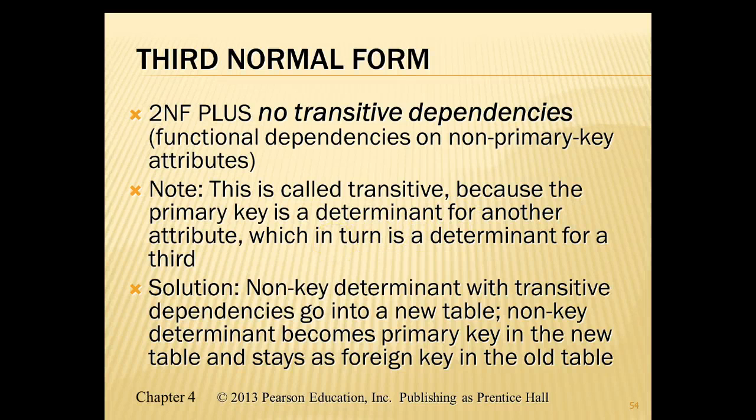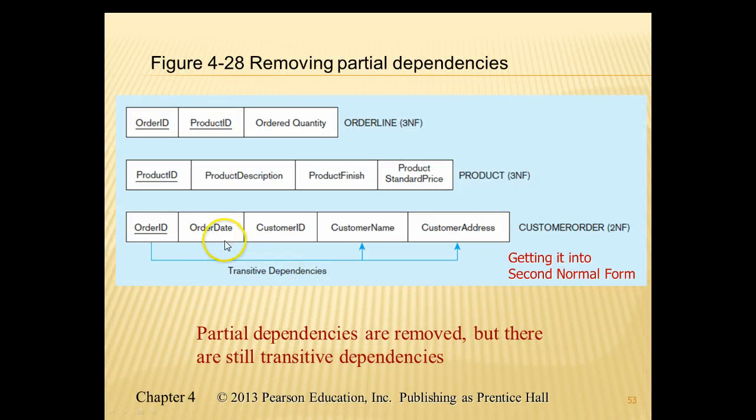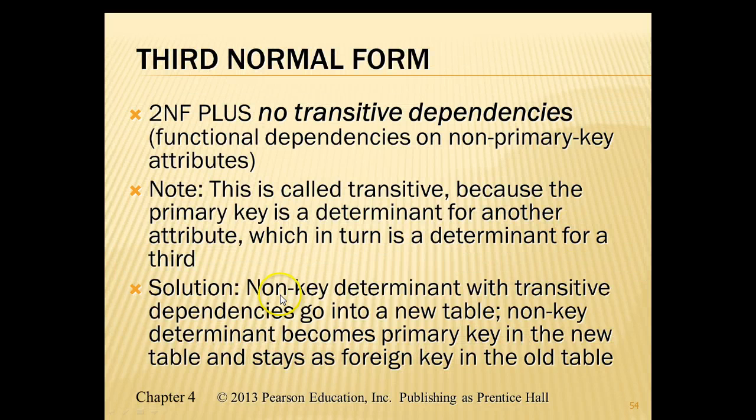So anyway, getting back into third normal form, that is the second normal form plus no transitive dependencies, which, if you notice on this figure, we had these two relations in third normal form because there were no transitive dependencies, but we still had a transitive dependency on the customer order. So it is indeed in second normal form, but not third. So let's take a look at how to get rid of that.